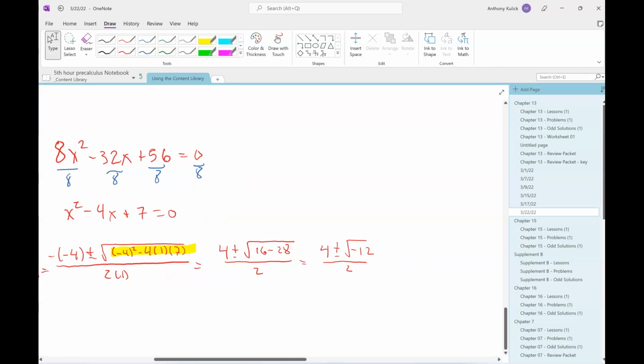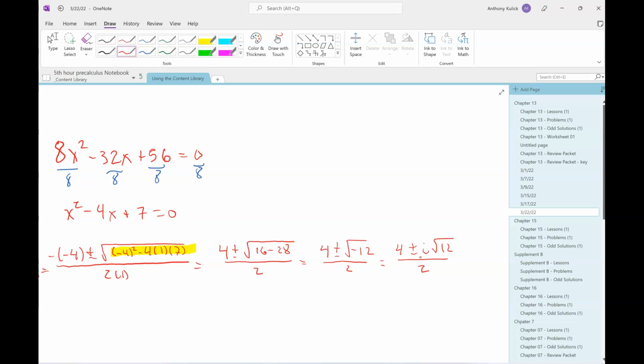So 16 minus 28 is negative 12. I know the negative under the square root makes an imaginary number, so I'm going to put that i out front and drop the negative that's underneath the square root. And then I'm going to try to simplify the radical square root of 12. So I'm going to look for any perfect squares that are factors of 12. The perfect squares are like 1, 4, 9, 16, etc.